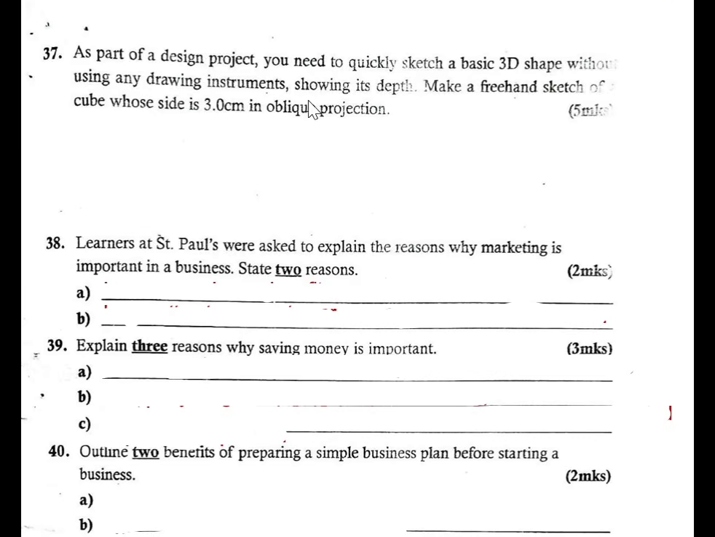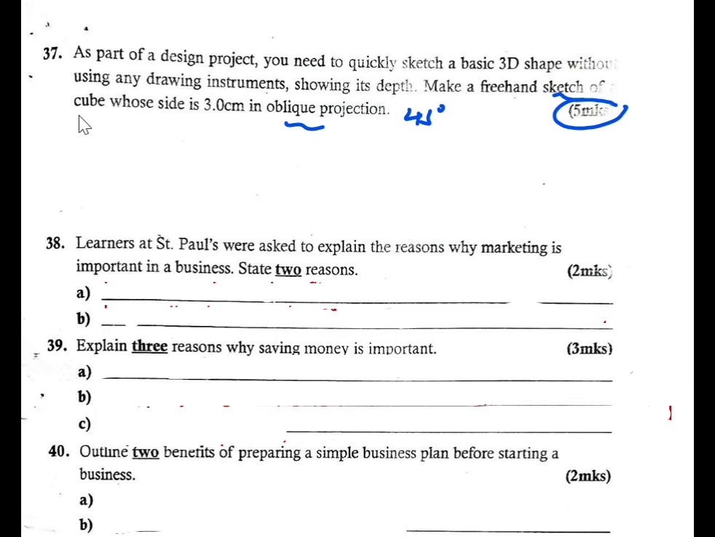Question number 37, we continue. As part of a design project, you need to quickly sketch a basic 3D shape without using any drawing instrument, showing its depth. Make a freehand sketch of a cube whose side is 3 cm in oblique projection, 5 marks. So remember oblique tumesema the angle is 45 degrees. Tumesema hapa tutumia freehand, and therefore you don't have to use any drawing instrument. No rulers, no protractor. Kazi yako ni kusketch. So remember amesema you sketch.